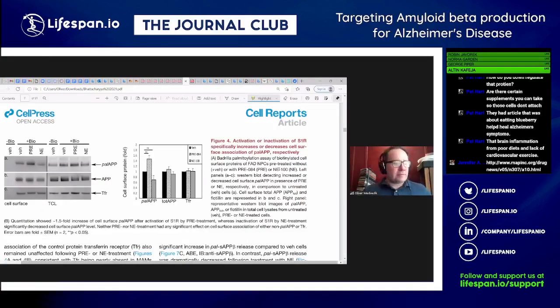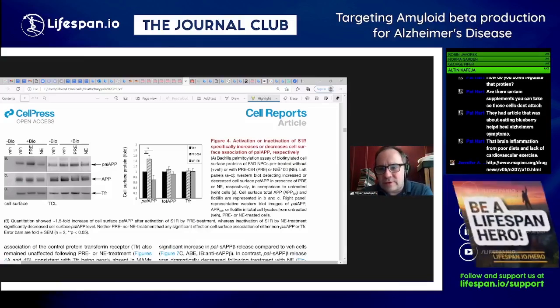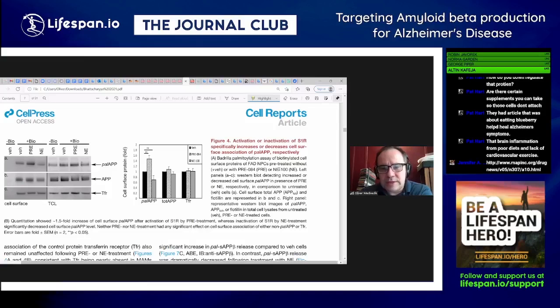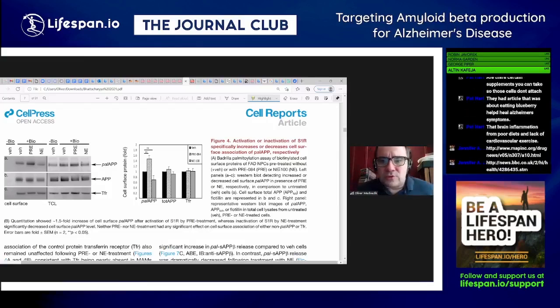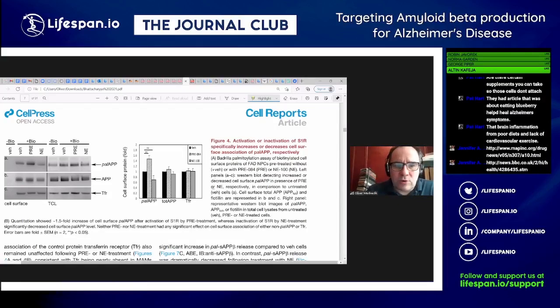Yeah, I mean, that is certainly one of the major hallmarks that is being targeted. So on to figure four. I mentioned that amyloid beta is secreted, and so this palmitoylated APP has to make its way to the membrane. So this is sort of where, again, there are gaps to be filled here. Using these antagonists and agonists of S1R.